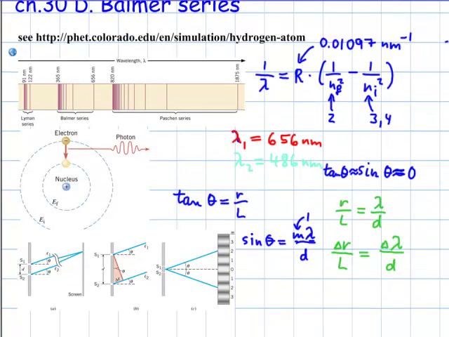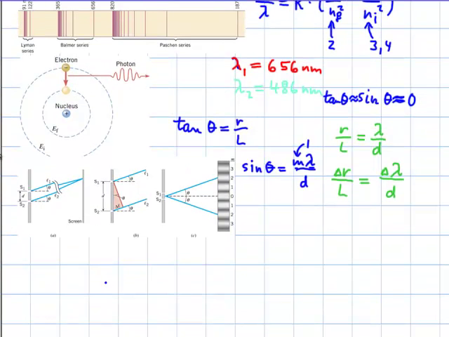Okay, and then I'm supposed to solve for D. So D equals delta lambda times capital L divided by delta R. This one is going to be centimeters, this is going to be nanometers, so that'll be in nanometers. Then I'm supposed to change that to centimeters, so I'll do the conversion on the calculator here.